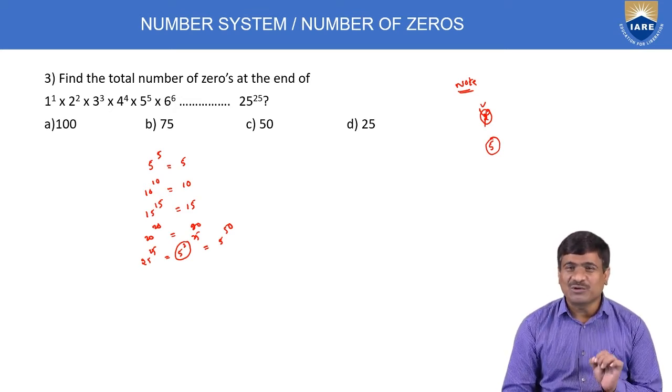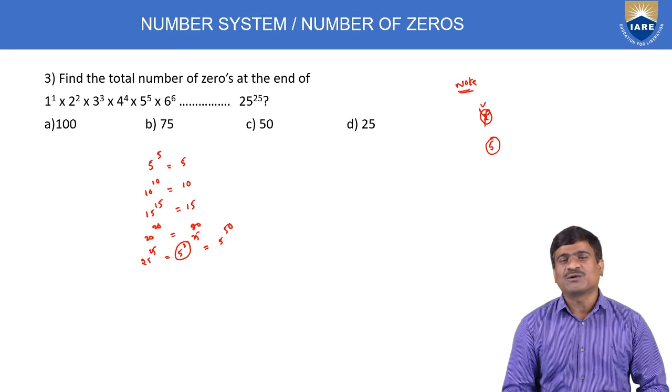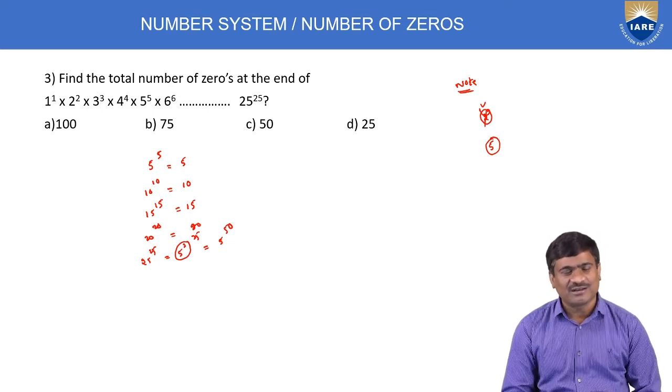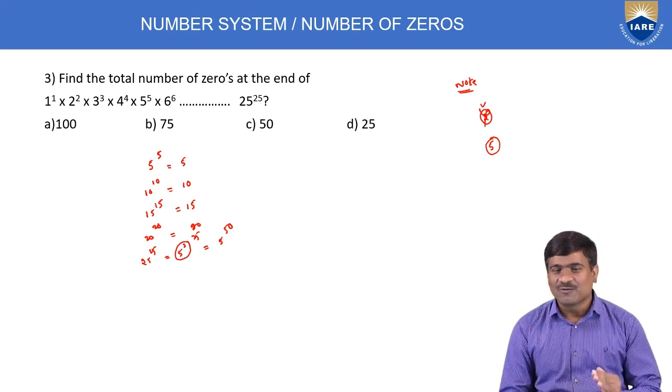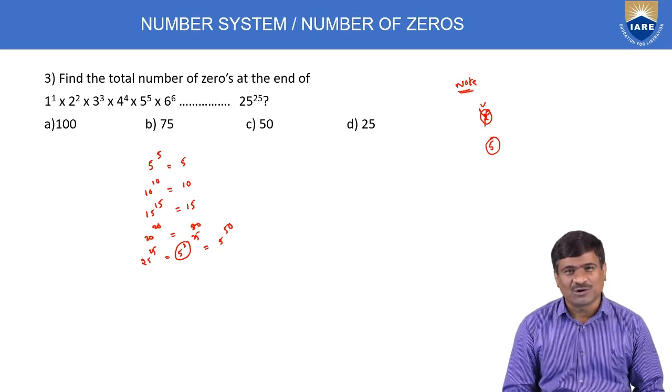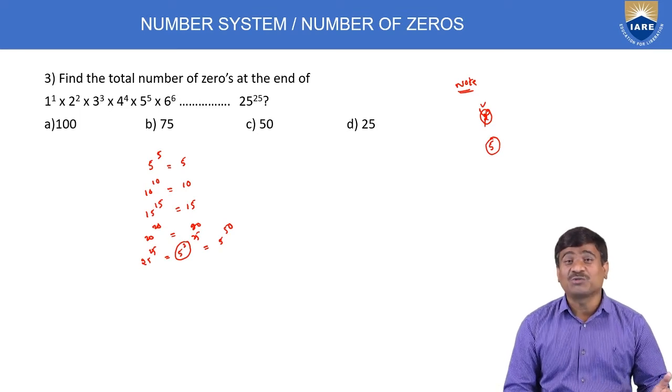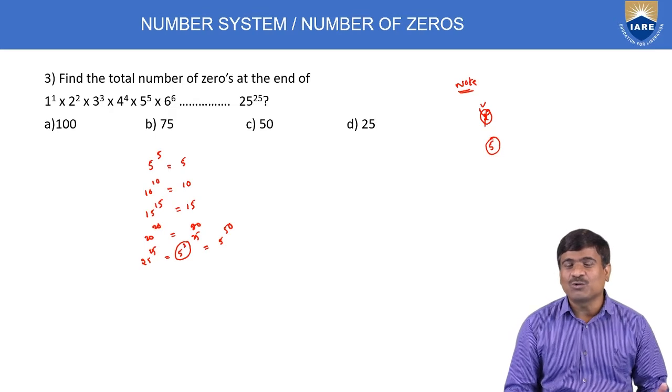Here consider only 5 multiples because this problem belongs to the series or sequence method. 5 multiples from 1 to 25: 5, 10, 15, 20, 25. 5 to the power of 5, number of 5s, only 5. 10 to the power of 10, 5 into 2, number of 5s, only 10. 15 to the power of 15, 5 into 3, number of 5s, only 15. 20 to the power of 20, number of 5s, only 20. Then 25 to the power of 25.